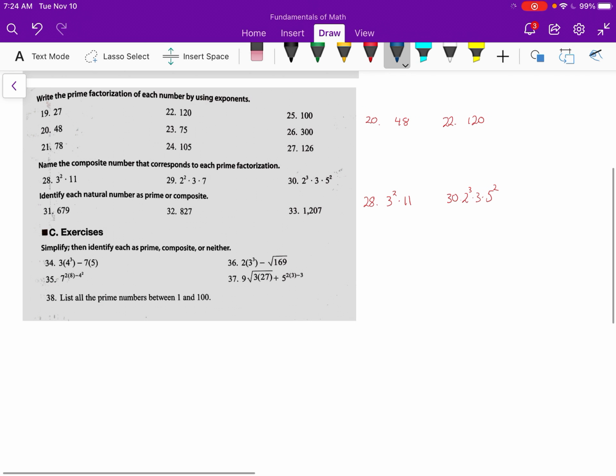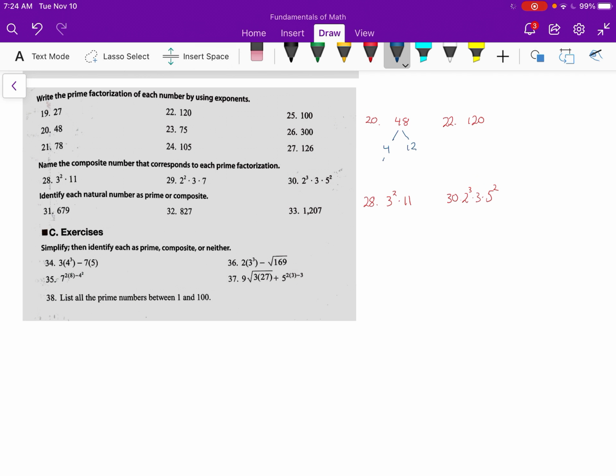Down to number 20 and 22, we'll do that one. So these, it says, write the prime factorization of each number by using exponents. So what we do, I'm going to do each of these differently. So 48, I'm going to go ahead and do the factor tree. There's a lot of starting points for 48. We could do 2 times 24, 6 times 8, or 4 times 12. Oh, let's go 4 times 12. That's actually what I thought of first when I saw this one.